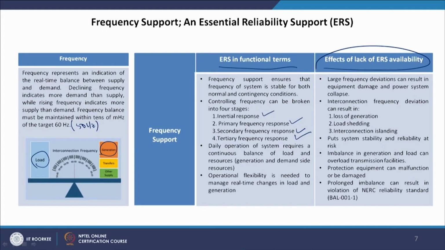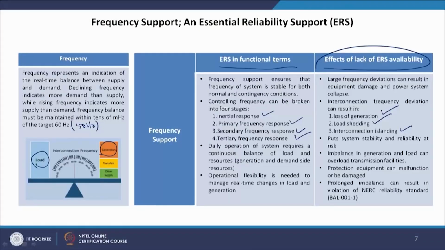Interconnection frequency deviation can result in loss of generation, load shedding and interconnection islanding. So, when you experience frequency variation, frequency support is not available to you. In a position where you do not have a lot of essential reliability support, ERS, you may lose a lot of generation, and load shedding may be one of the options, which puts system stability and reliability at huge risk. That is not good.